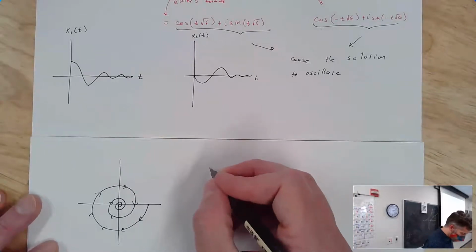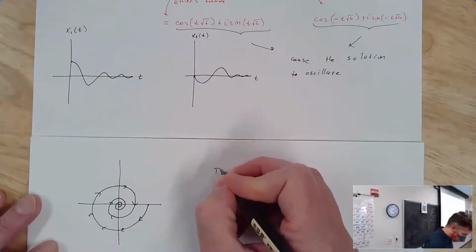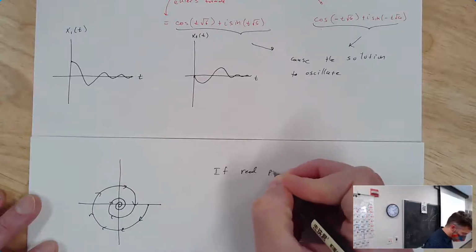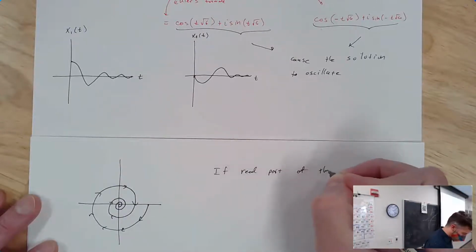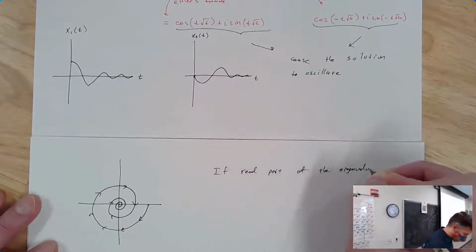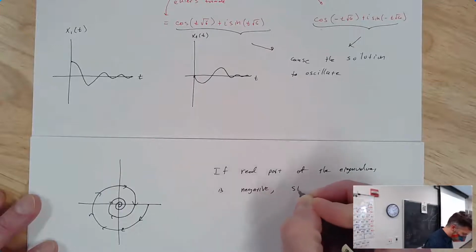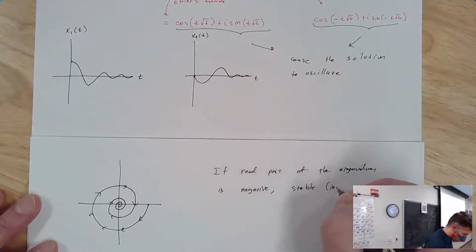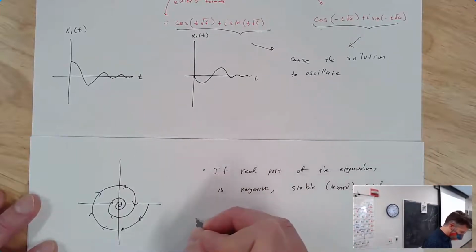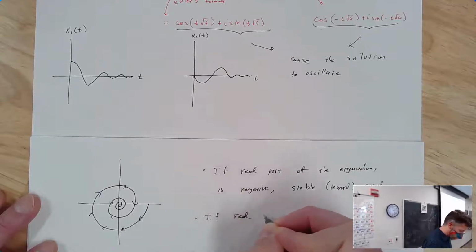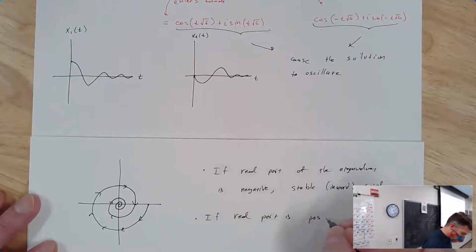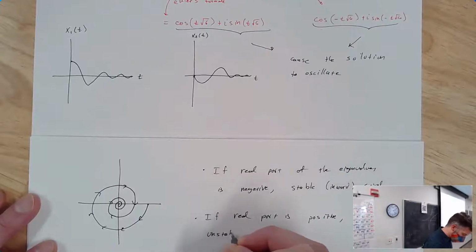The long story short is that if the real part of the eigenvalues is negative, then we have a stable spiral or an inward spiral. And if the real part is positive, we have an unstable or outward spiral.